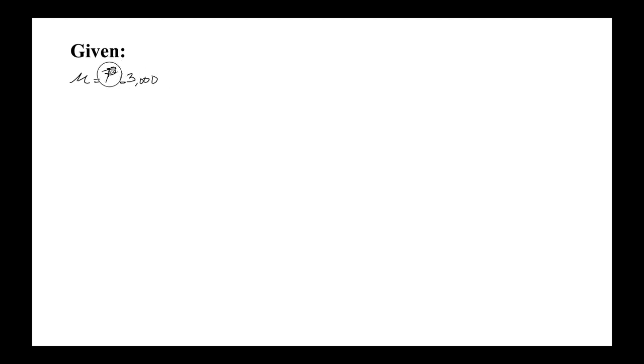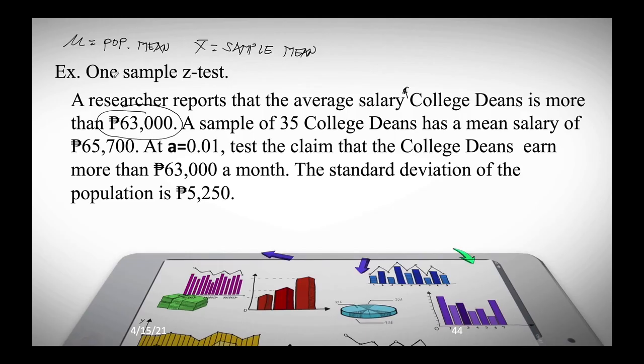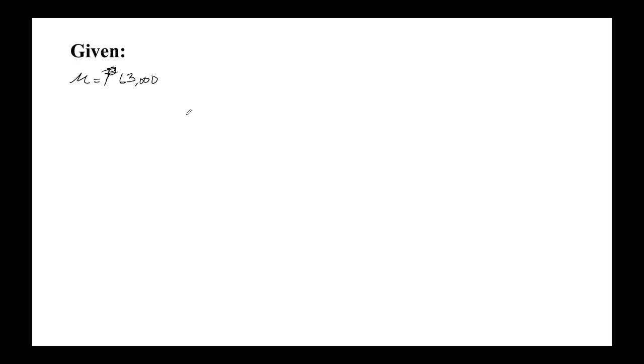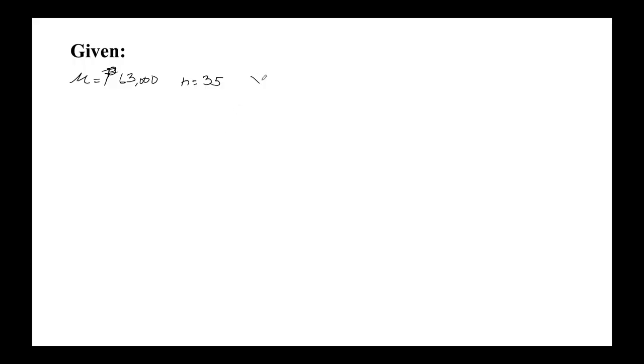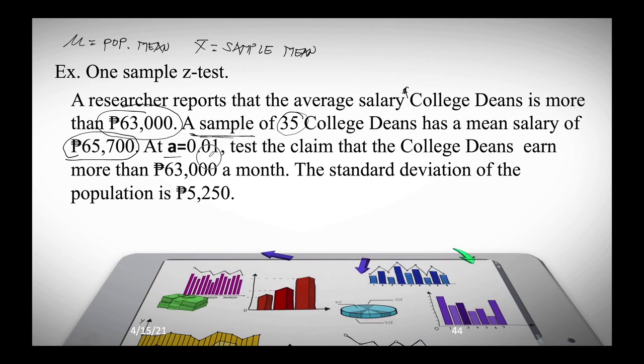Okay, next, we have the given: a sample of 35 college deans. So, these 35 college deans will be letter n, 35, our sample size, has a mean salary of 65,700, and that is from the 35 which is a sample. Therefore, the 65,700 will be our sample mean, X bar. Okay, so let's write here X bar, 65,700. Next, alpha level 0.01.